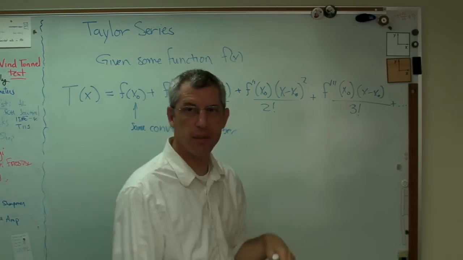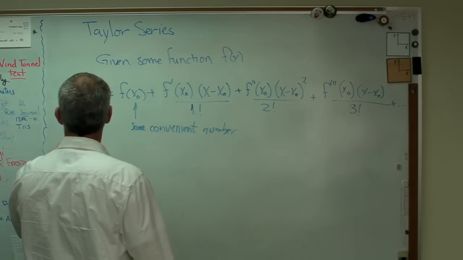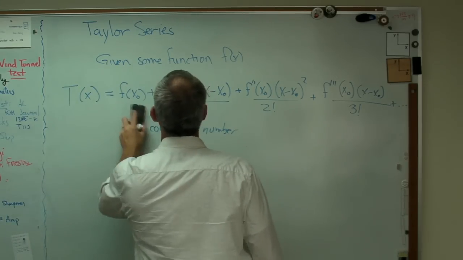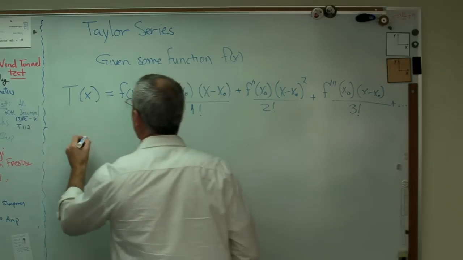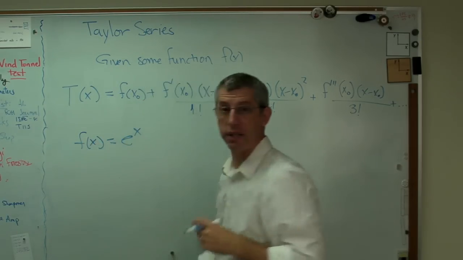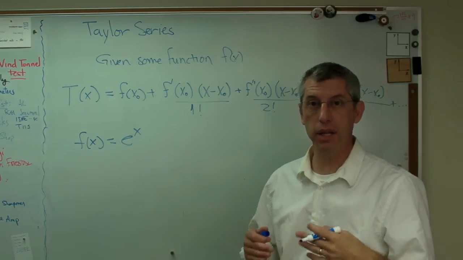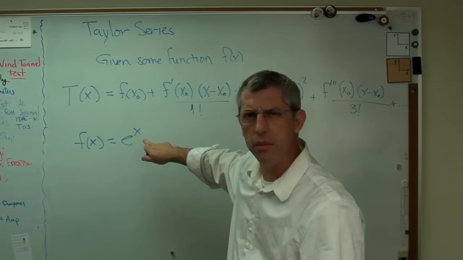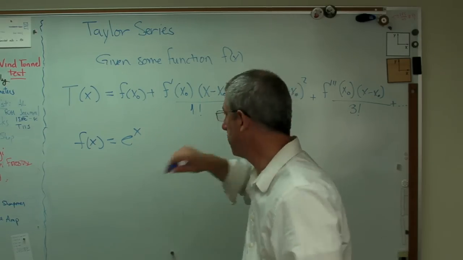This is all pretty abstract, so let me give you an example. Okay, let's say f of x equals e to the x. Now I know e to the x is an infinitely differentiable function, okay? By the way, you ever wonder where e comes from? I'm going to tell you here in a second.